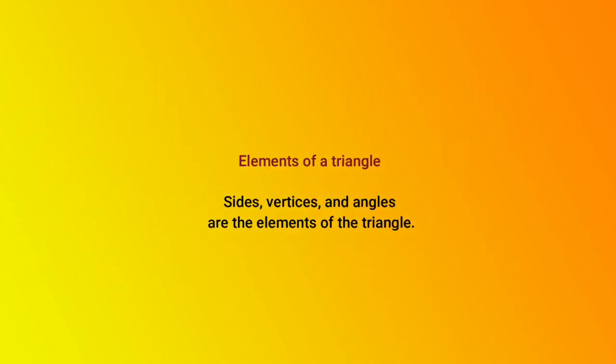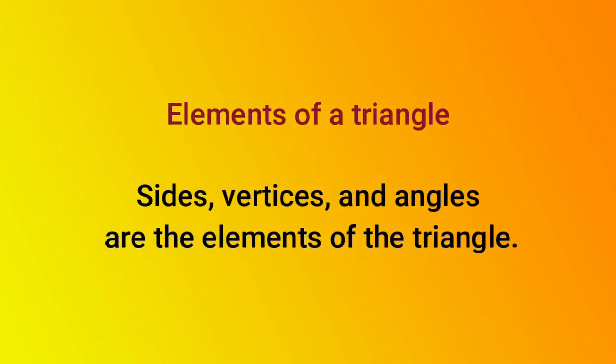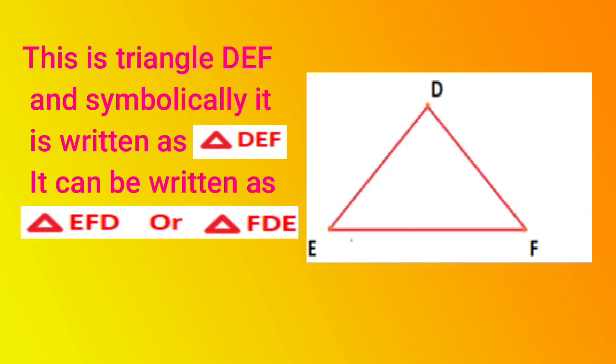Elements of a triangle. Sides, vertices and angles are the elements of the triangle. Observe this figure. This is triangle DEF, and symbolically it is written as triangle DEF. It can be written as triangle EFD or triangle FDE.